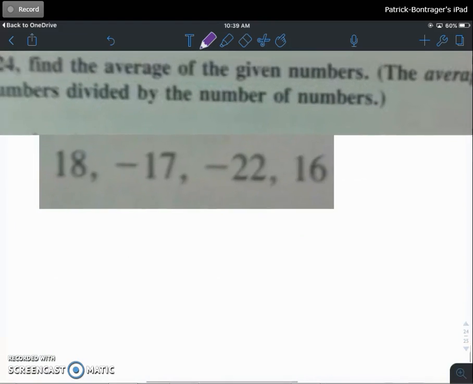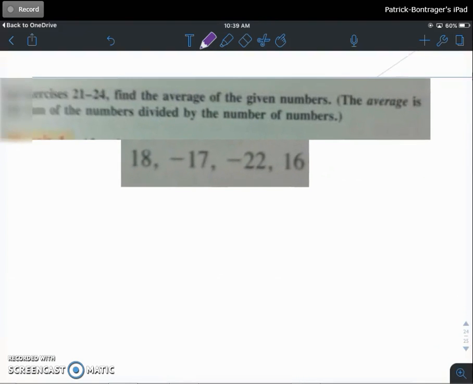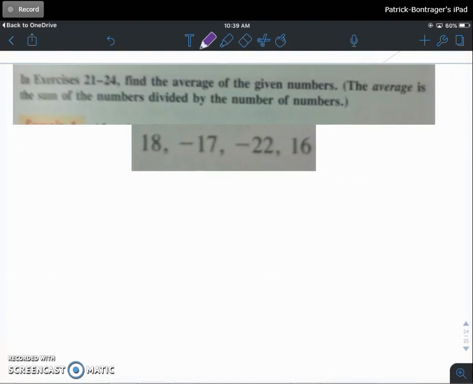The last thing we need to do is find the average. To find the average, we're going to add up all the numbers and divide by the number of terms. So negative 17 plus negative 22 plus 16, those are my numbers, and we'll divide by the number of terms. There's 1, 2, 3 terms, so divide by 3.